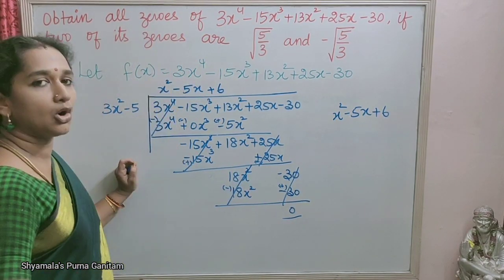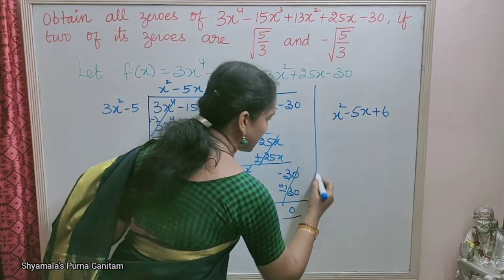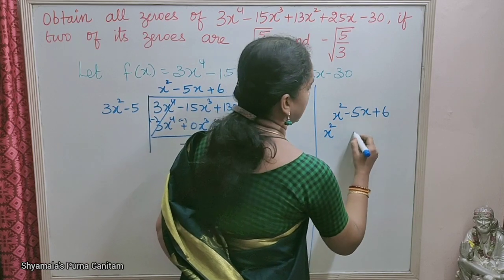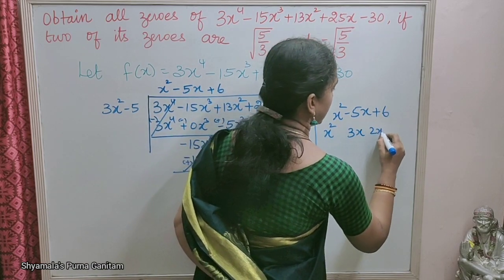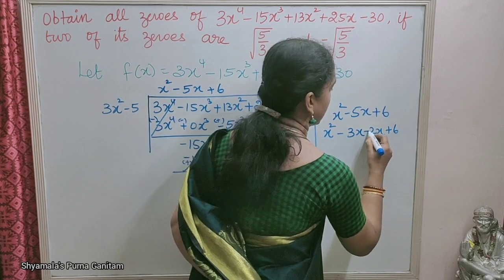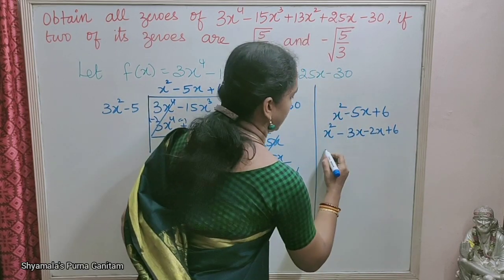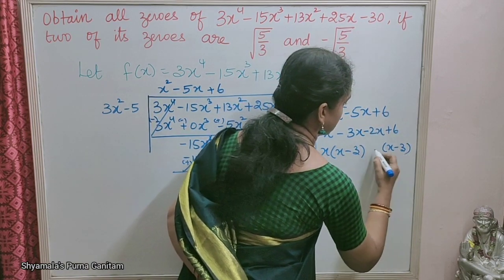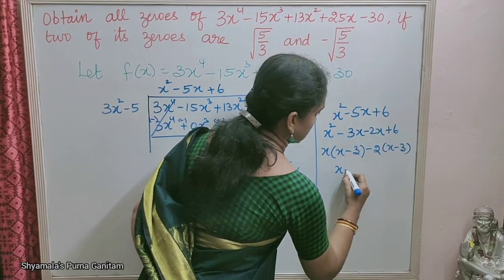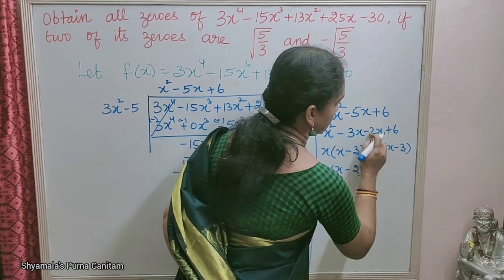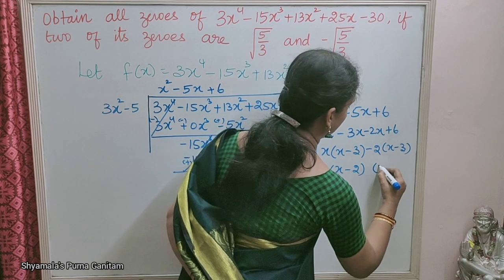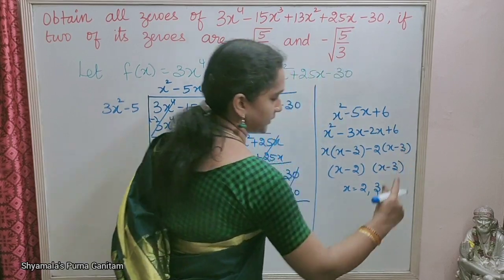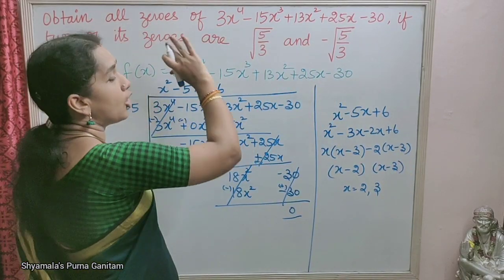We are asked to obtain all the zeros. So for this one, by splitting the middle term, you will find the two factors. So this is x squared, then 3 twos are 6, 3 twos are 6. Minus 3 and minus 2 will be minus 5. So when I simplify, x into x minus 3 minus 2 into x minus 3. So x minus 2 into x minus 3. So x is equal to 2 and 3. So we obtain all the zeros.